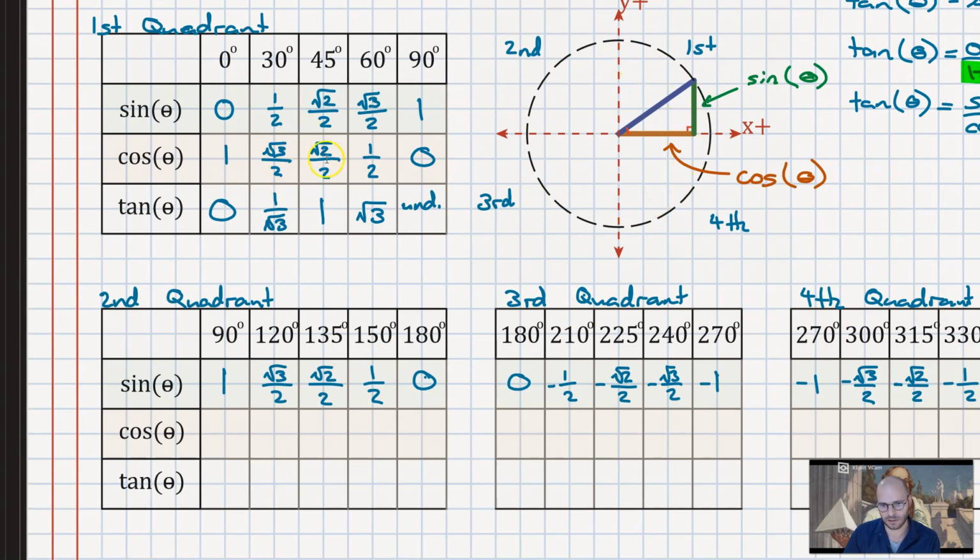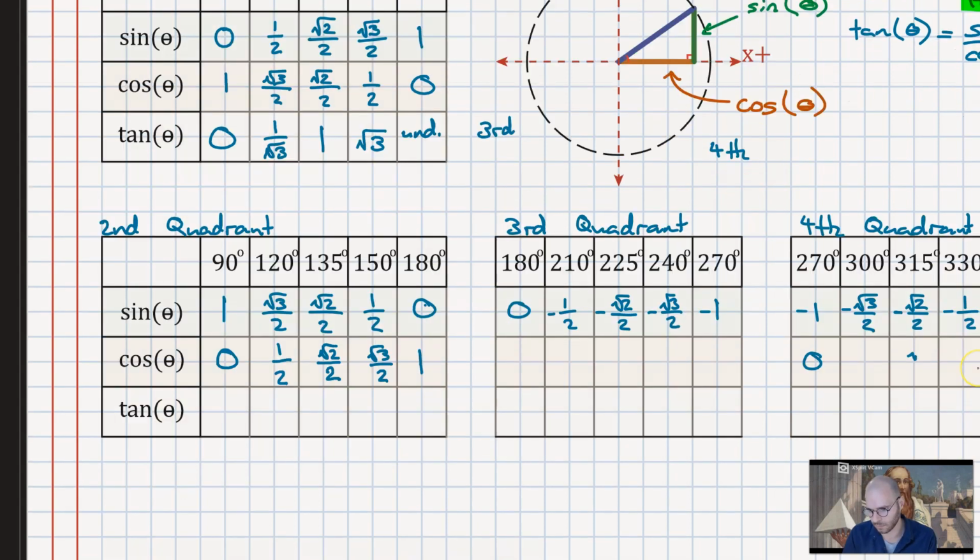Now going for the cosine function, we follow the exact same pattern in that we're going to go 0 and 1 over here, because up top here the horizontal component is going to be at 0. So go 0 back to 1. In between there, we're going to get a root 2 over 2. We're going to get a half, and then we're going to get a root 3 on 2. So it's effectively just counting up and down.